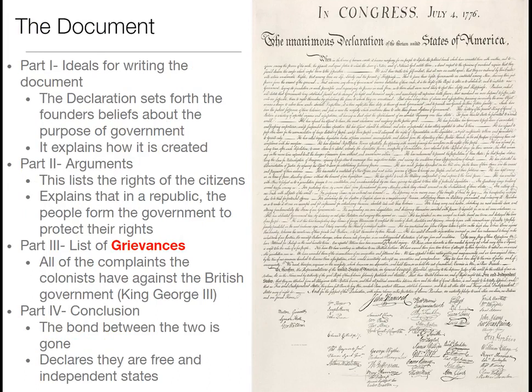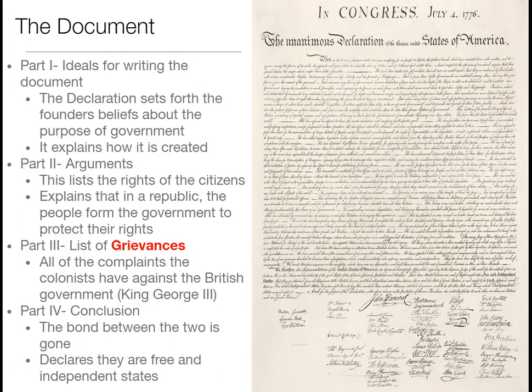So the actual document, if you break it down into parts, here's what it covers. It's actually not that long of a document. We will be reading it in class. Part 1 is the ideals for writing the document. The Declaration sets forth the founders' belief about the purpose of government and explains how it is created. So they're going into their ideas of what a government should do, what it should do for its people, and what it should not do.